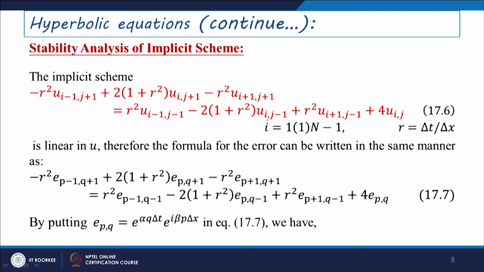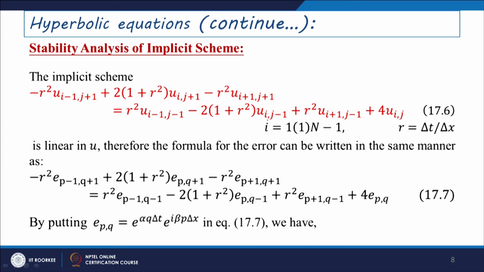If you go for the stability analysis of the implicit scheme, the implicit scheme is written in the form of minus r square u i minus 1 j plus 1 plus 2 into 1 plus r square u i j plus 1 minus r square u i plus 1 j plus 1 equals r square u i minus 1 j minus 1 minus 2 into 1 plus r square u i j minus 1 plus r square u i plus 1 j minus 1 plus 4 u i j.